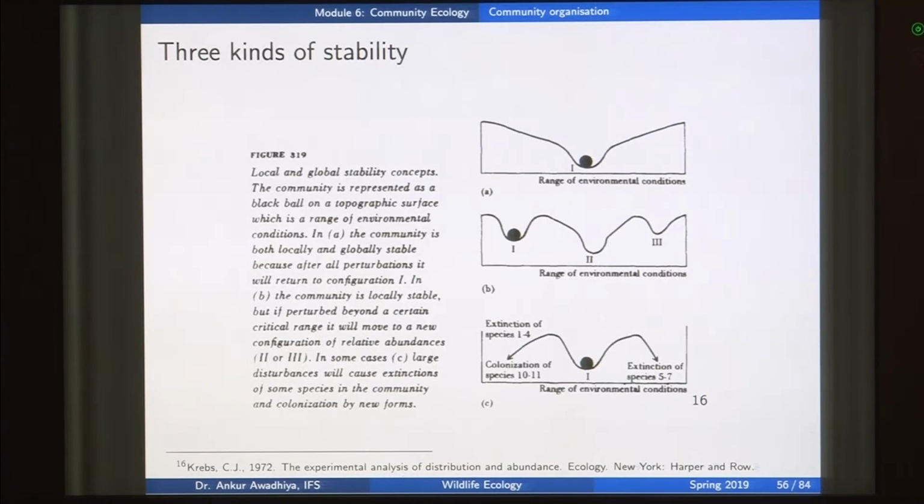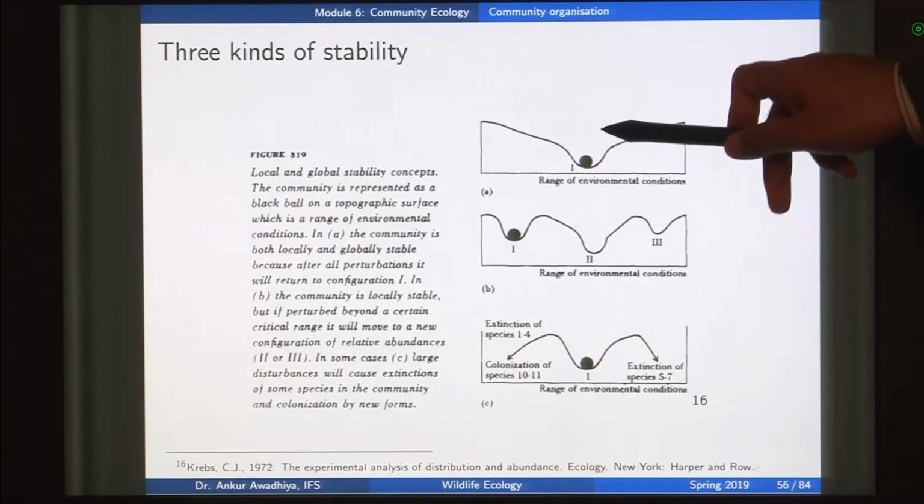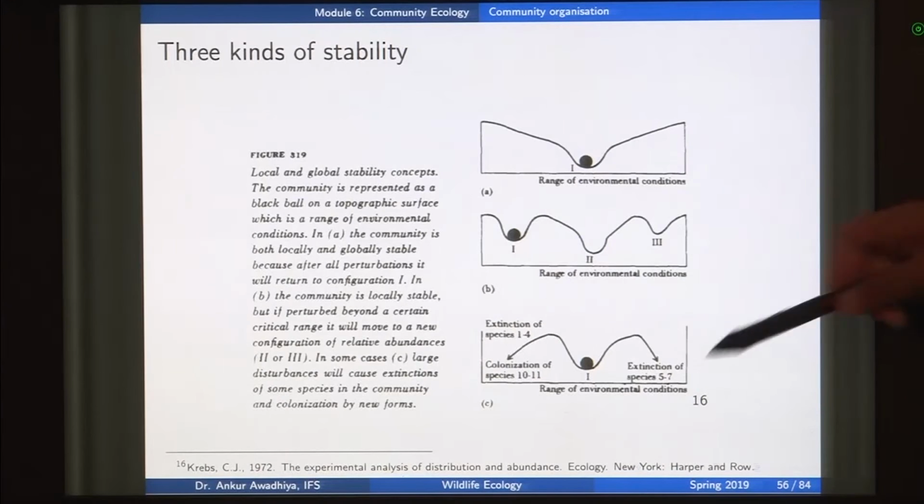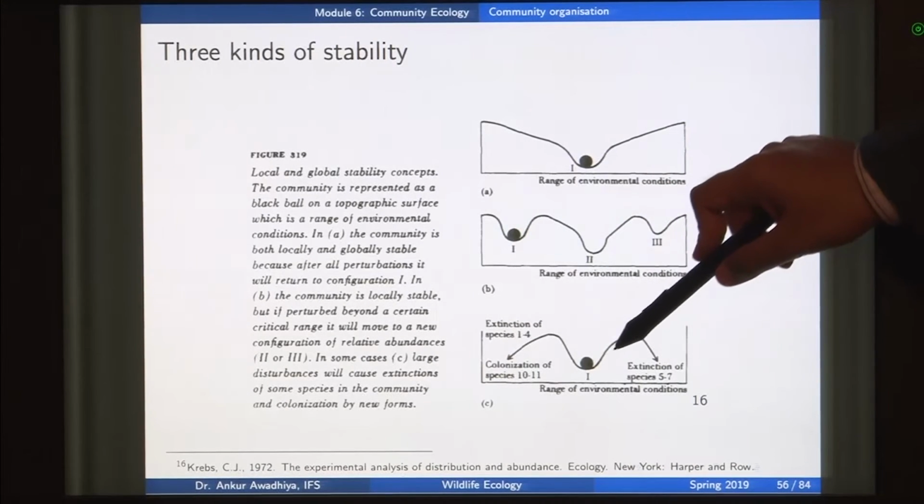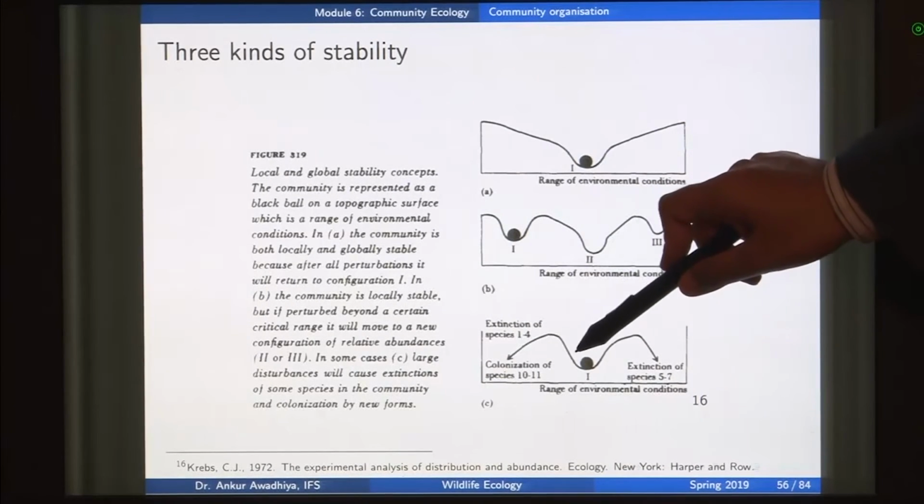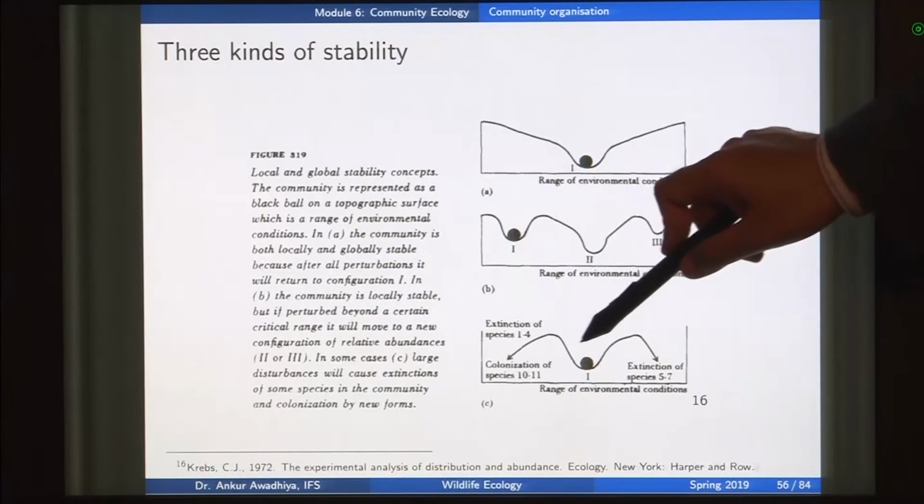And then if you have a situation where you have a global stability and you are pushing your community to a very large extent.